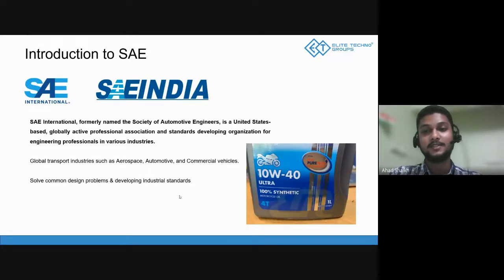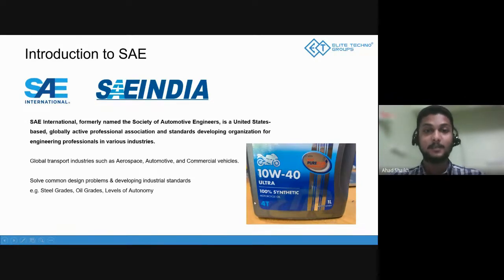What kind of standards they exactly build, let me just show you one thing. This is an oil can, and there is one rating written here, 10W40. This is nothing but an SAE rating of a particular oil. They have defined certain ratings of oils. Whatever tools there are, like instruments used in automobiles to repair and to develop, those tools also have standards, and there are certain lubricants they have set standards for. These are the kinds of things SAE India does.